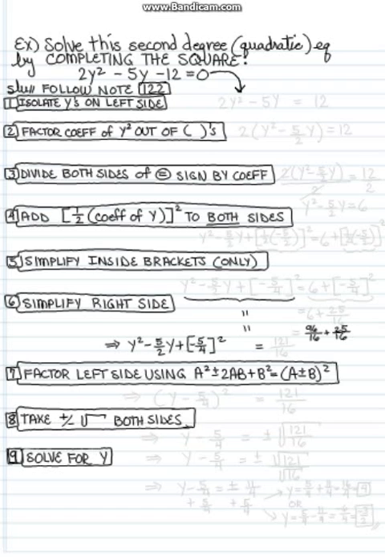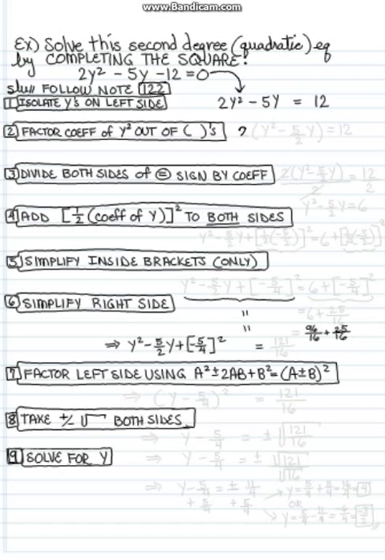So let's start with step 1. Let us isolate the y's on the left side. To do that, we're going to move negative 12 to the right. And we move it over by adding 12 to both sides of the equal sign, and here is our result. 2y squared minus 5y equals positive 12.